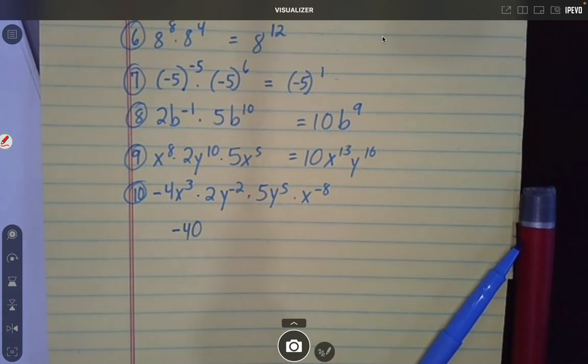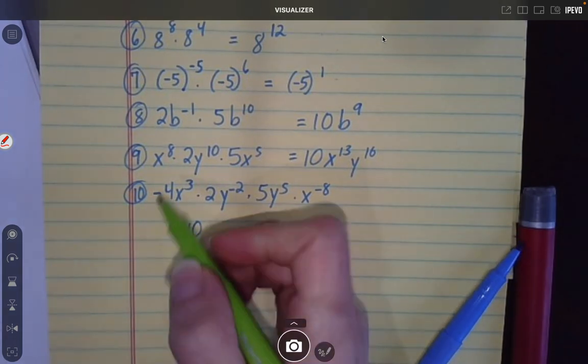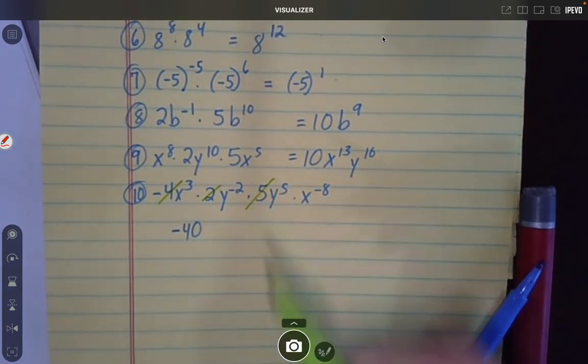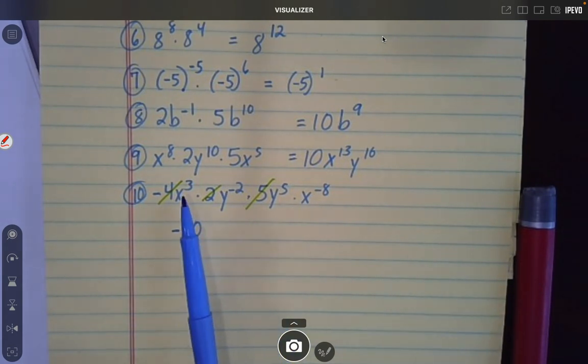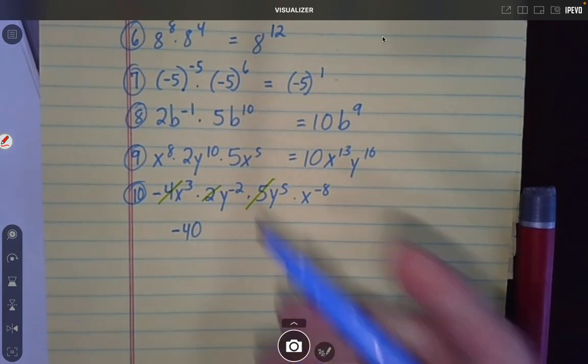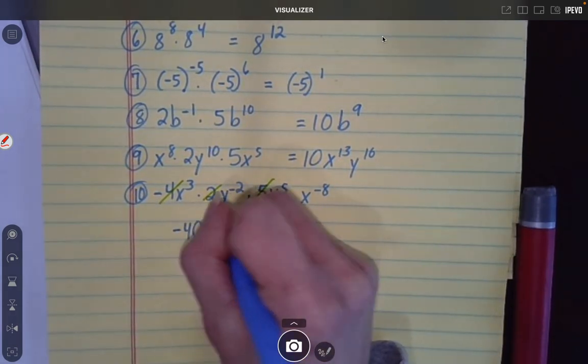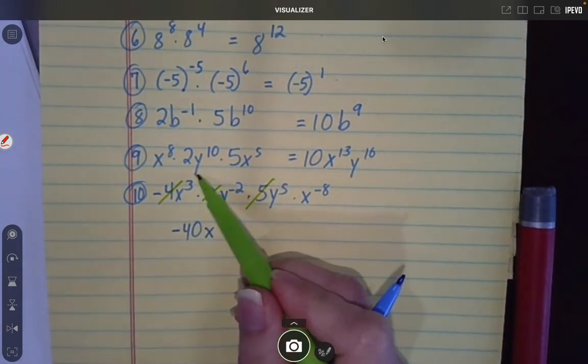And look, if it helps, if there's so many things, you can kind of mark off whatever you get done. Okay, now let's look at our x's. I have 3 and negative 8. How many is that going to leave me with? Negative 5. Okay, so there's my x's.